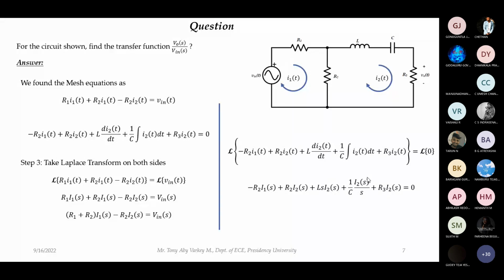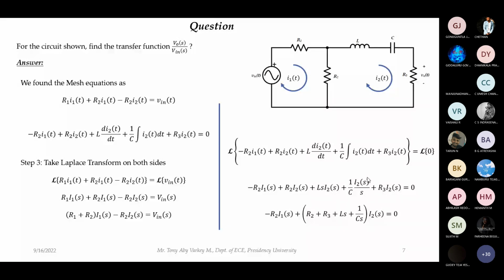Now I1 terms and I2 terms I am segregating and then combining the terms. So you will get: minus R2 into I1 of s plus R2 plus R3 plus sL plus 1 by Cs into I2 of s equal to 0. Is there any doubt in this? No doubt, sir. Okay.